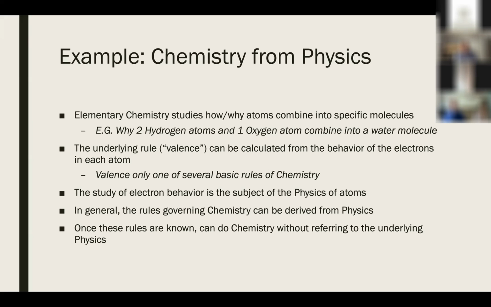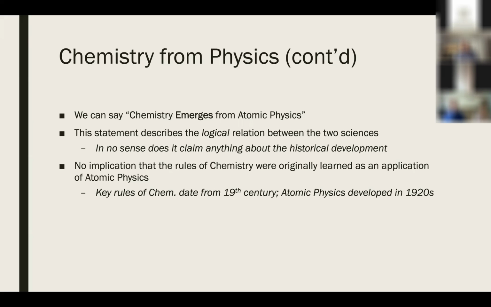Once these rules are known, you can go ahead and do your chemistry, and you don't have to refer to the underlying physics. In that sense, one can say that basic chemistry emerges from atomic physics. I want to emphasize that's describing a logical relation between the two sciences. I'm not saying in any sense that chemistry was developed as a subject in atomic physics.